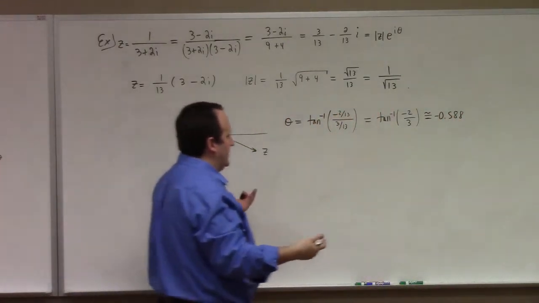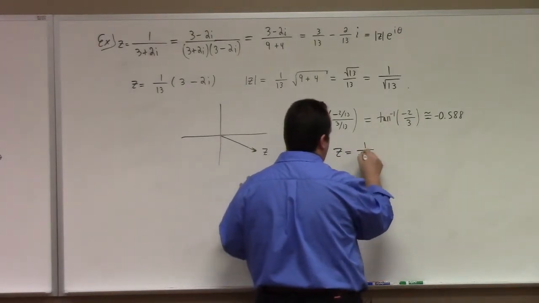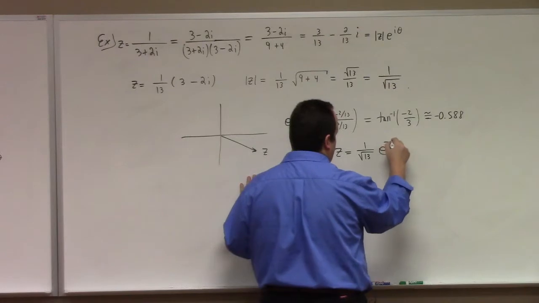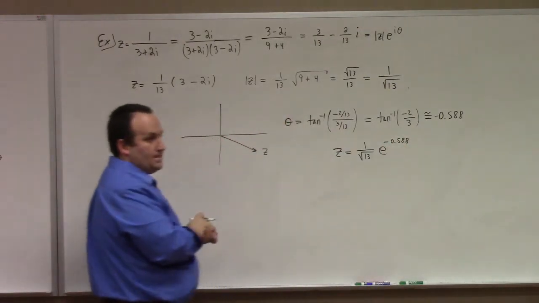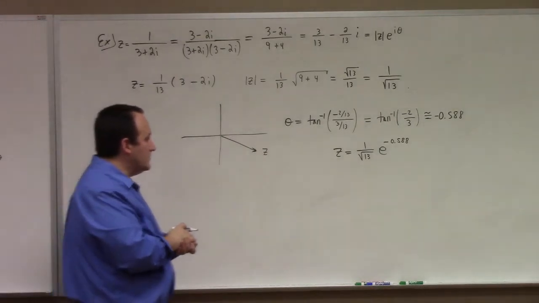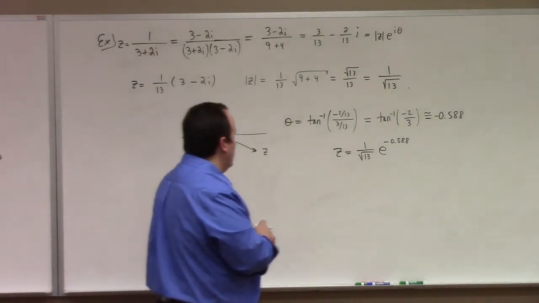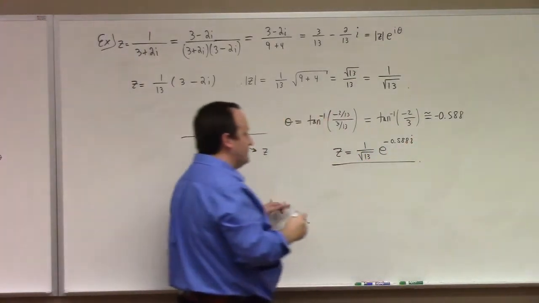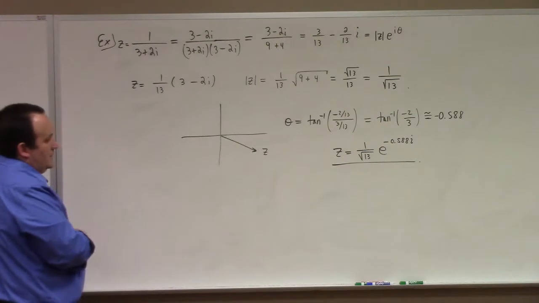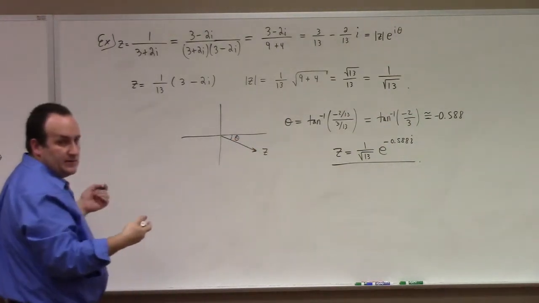All right, so anyway, getting to the point. Z is equal to 1 over the square root of 13, e to the minus 0.588i, right? And of course, that's theta.